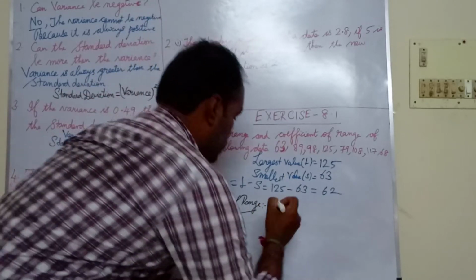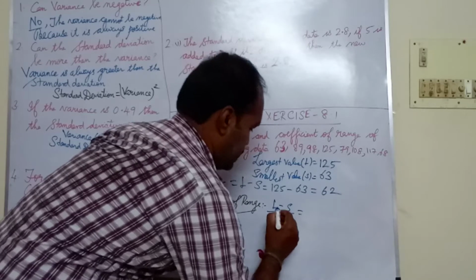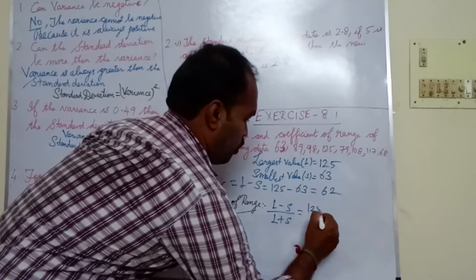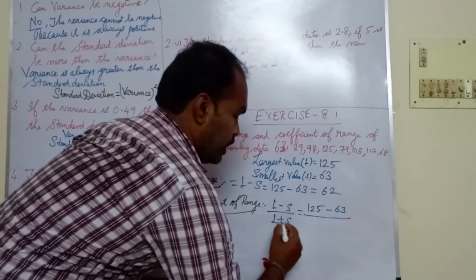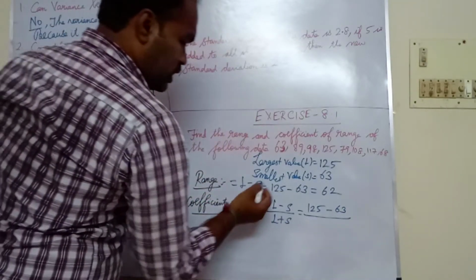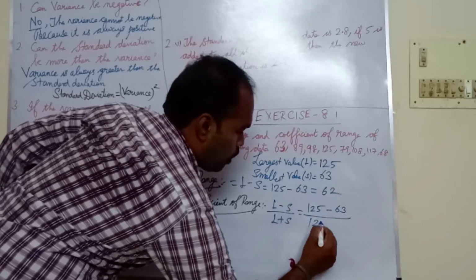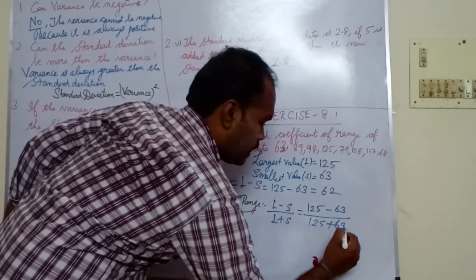Coefficient of range is (L minus S) by (L plus S). L is what? 125. S is what? 63. Here the denominator is mentioned as plus. So the largest value is 125 and the smallest value is 63.